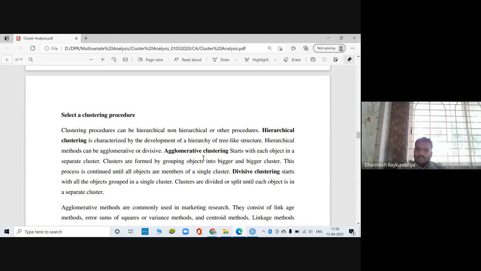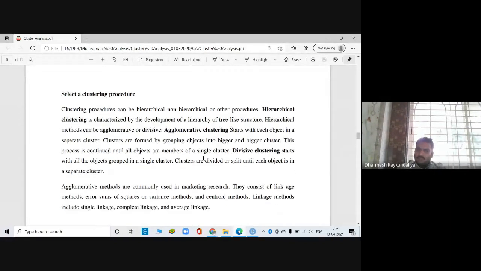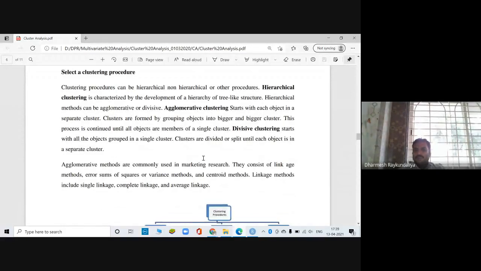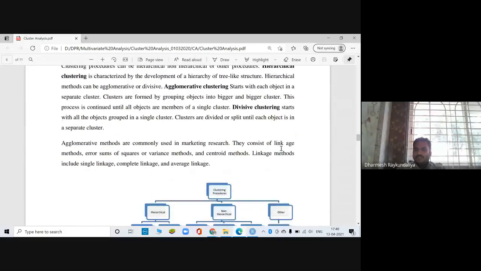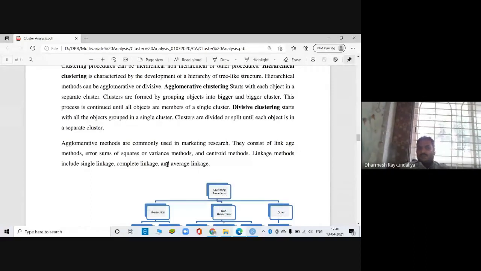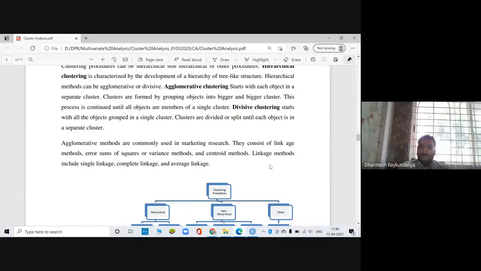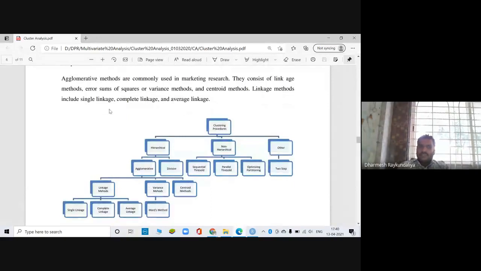In divisive methods, it starts with all the objects in the same cluster, and clusters are split until each object becomes a separate cluster. So agglomerative is a forward method, while divisive is a backward method. But as I told you, agglomerative methods are more commonly used in marketing research, and they consist of linkage methods, error sum of squares or variance methods, and centroid methods. The linkage methods include single linkage, complete linkage, and so on.